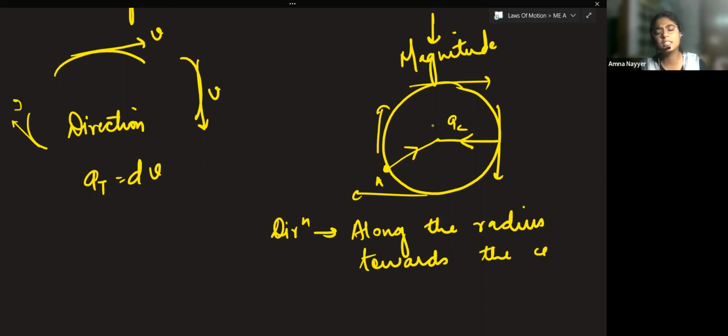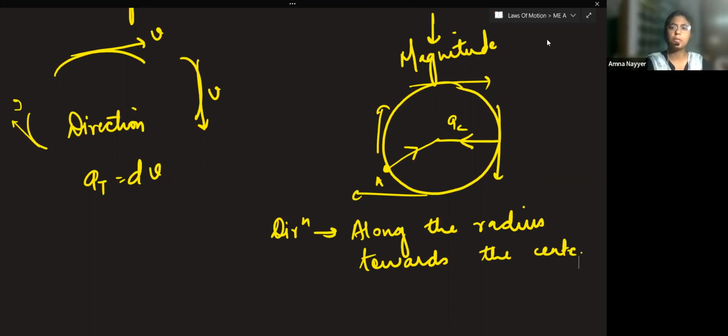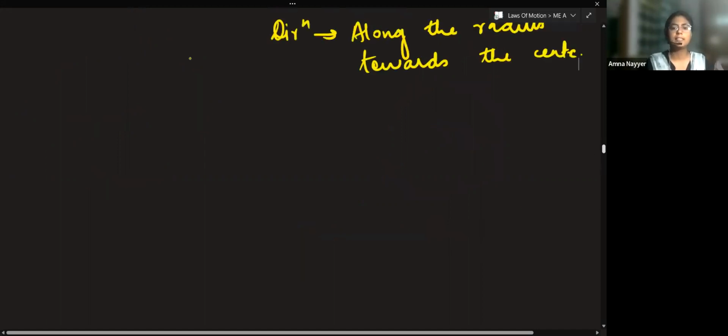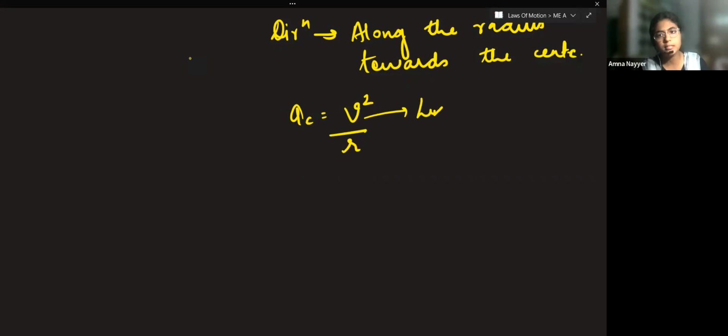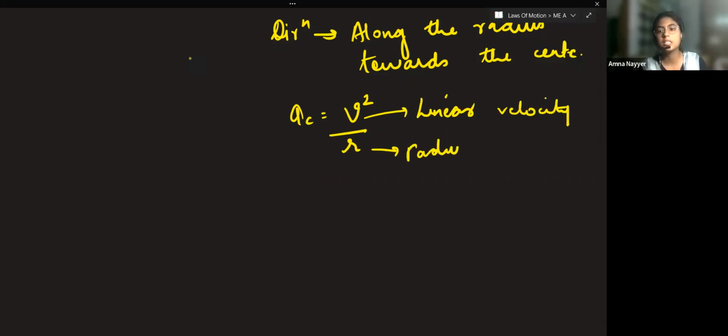And the formula is very easy. The centripetal acceleration formula is simply v square divided by r. So v is what? V is the linear velocity. And r is the radius of the circle, because circular motion has been covered. So r is the radius of the circle.